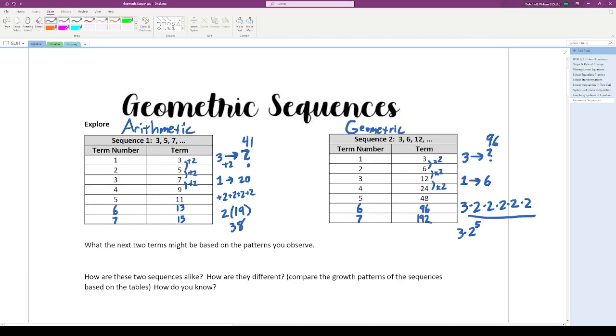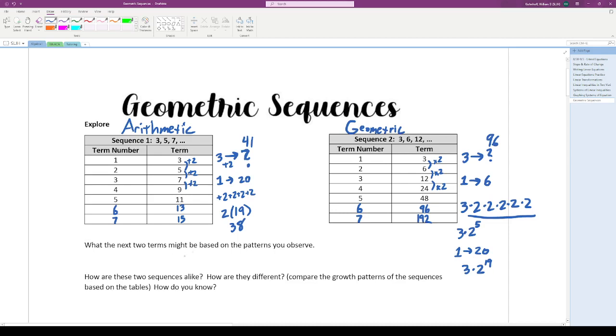So this we can write as 3 times 2 to the 5th, and we can do basically the same idea as over here. If I wanted to go all the way from term 1 to term 20, that's a total of 19 steps forward. So I would have done 3 times 2 to the 19th power. And that would be an absolutely enormous number. It would get very, very big. But if I wanted to find term number 20, that's how I would do that.